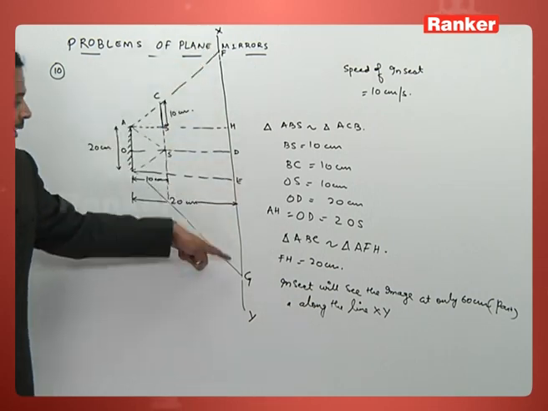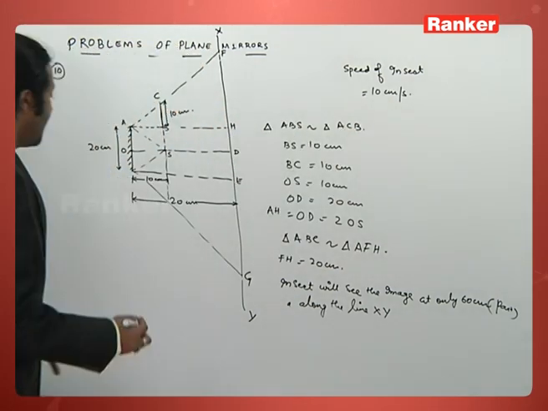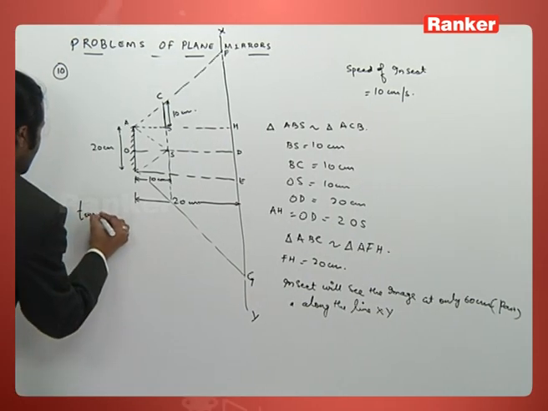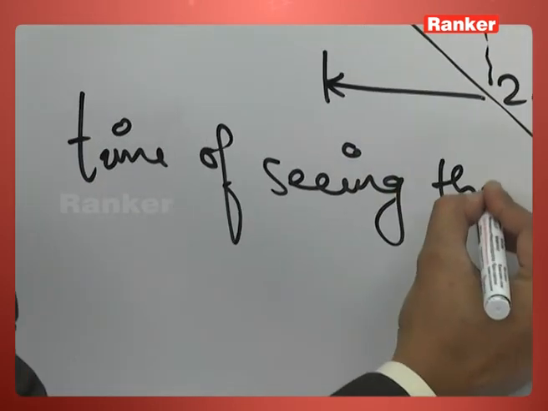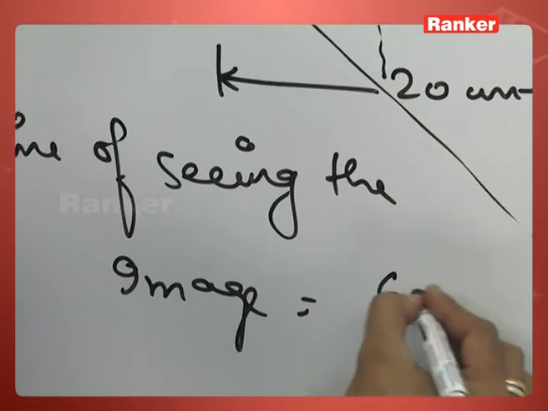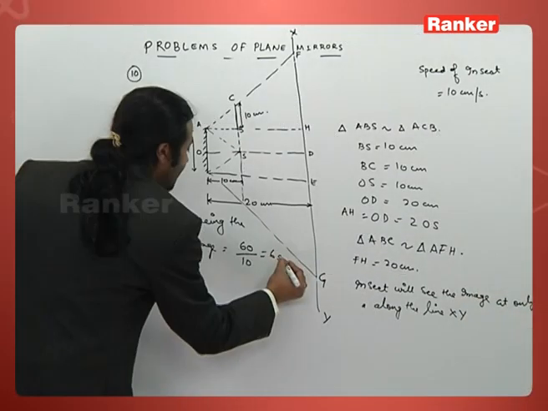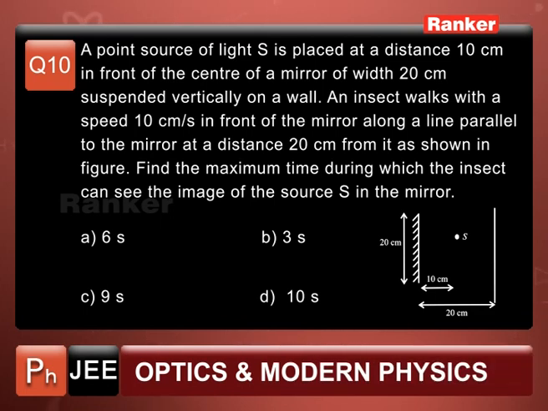So the distance is 60 and the speed of the insect is 10 centimeter per second. So the time of seeing the image will be nothing but 60 divided by 10, it is 6 seconds. Options are given as option A 6 seconds, option B 3 seconds, option C 9 seconds, option D 10 seconds. So the answer will be option A, that is 6 seconds.